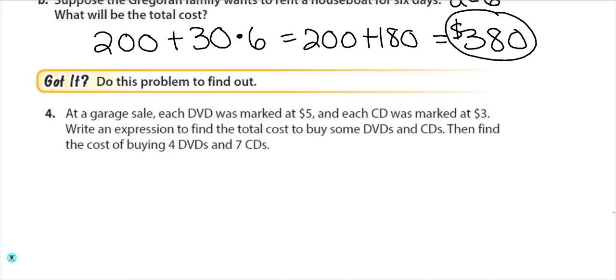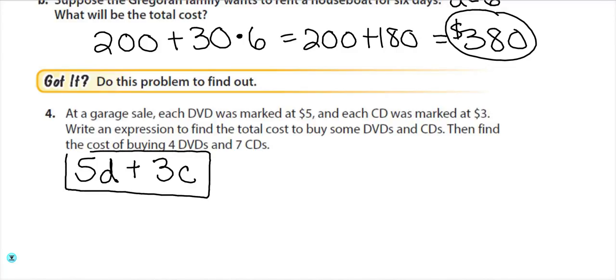So the first thing I want us to do is just to write out how much it's going to cost. So DVDs are $5 each. So that will be 5 times the number of DVDs plus, and then it's $3 for every CD. So 3 times C. Okay, so that's the first answer. So actually we can circle that. That's actually the first answer.